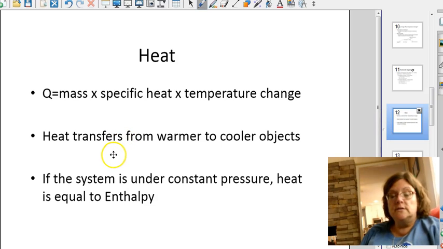So that is the basics of what we need to know for calorimetry. We're going to be doing a lab in calorimetry on Wednesday or Thursday, depending on who you are.